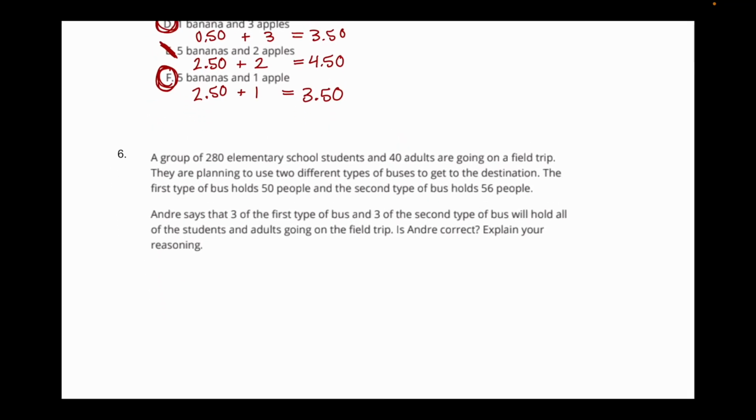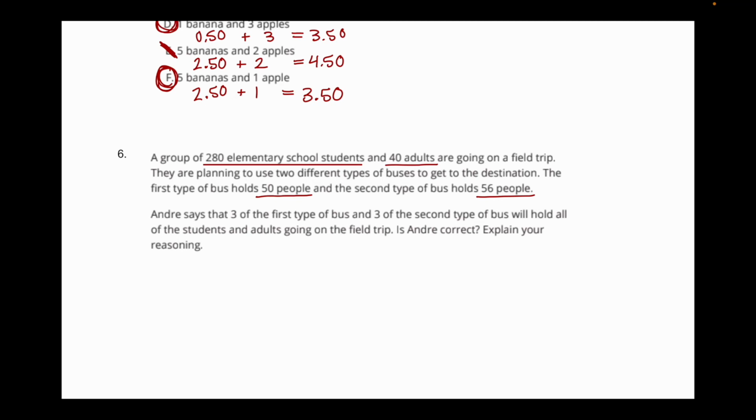Let's look at number 6. We have a group of 280 elementary school students and 40 adults. So 280 students, 40 adults. They're going on a field trip and planning to use 2 different types of buses to get to their destination. The first type of bus holds 50 people, and the second type of bus holds 56. Andre says that 3 of the first type of bus and 3 of the second type of bus should hold all of the students and adults going on the field trip. Is Andre correct? And explain your reasoning.